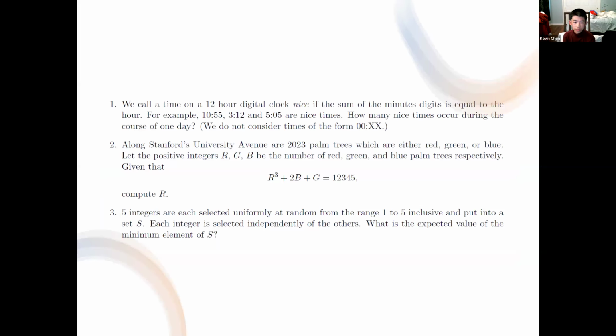Here are the first 3 problems of a team round, the 2023 team round of the SMT. The problems are short answer, and it's really similar to the AMC if y'all are familiar with the AMC format, because it's also 15 questions and it's short answer.